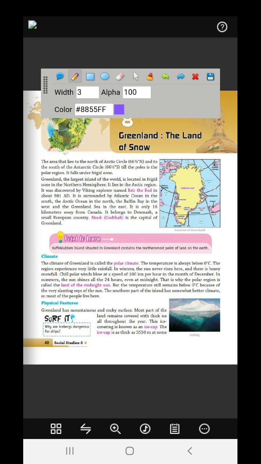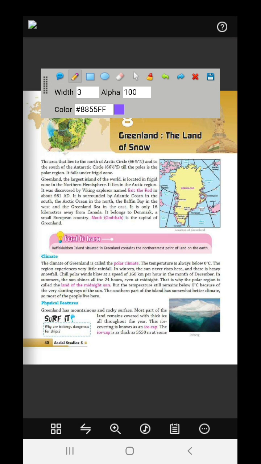So, the area that lies on the Arctic Circle and to the south of the Antarctic Circle till the poles of the polar region, they fall under the frigid zone. So, what do you know? That the regions which lie between the Arctic Circle and the North Pole, or the Antarctic Circle and the South Pole, are mainly in the frigid zone, as we have learnt earlier in early chapters.